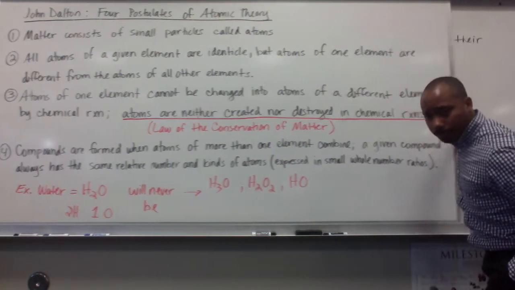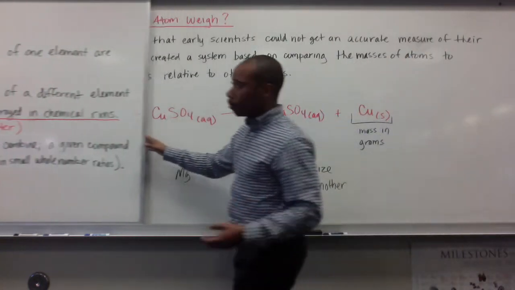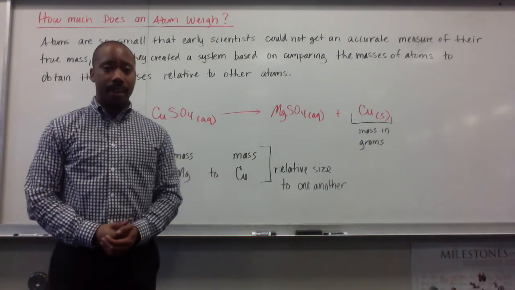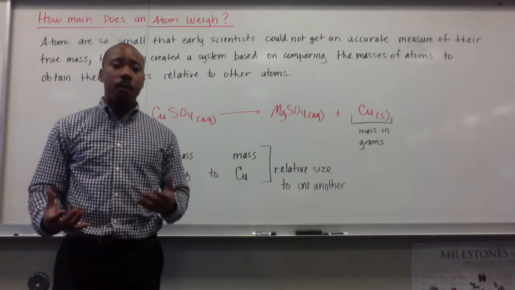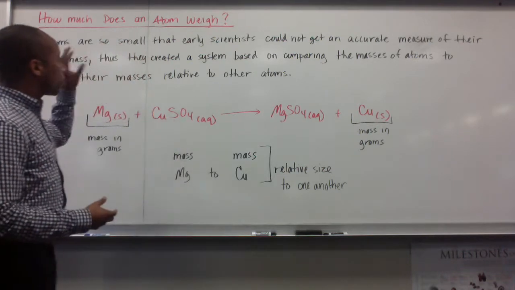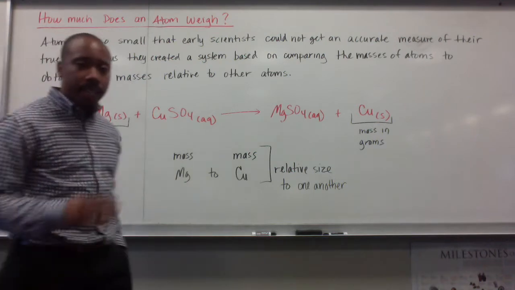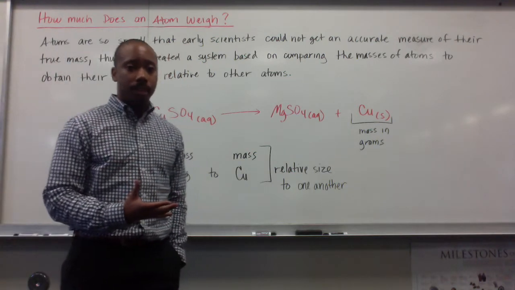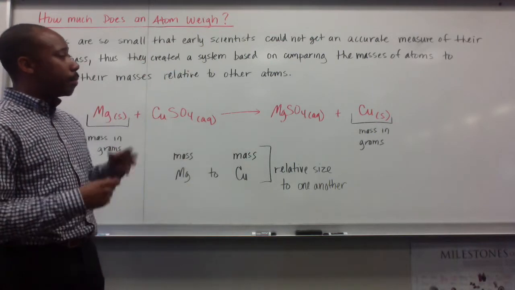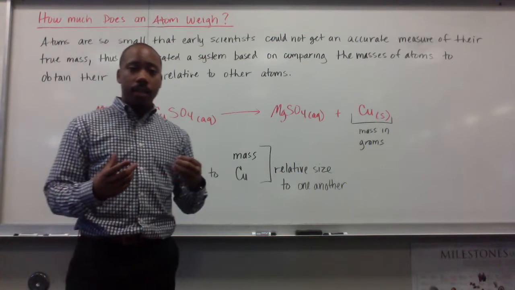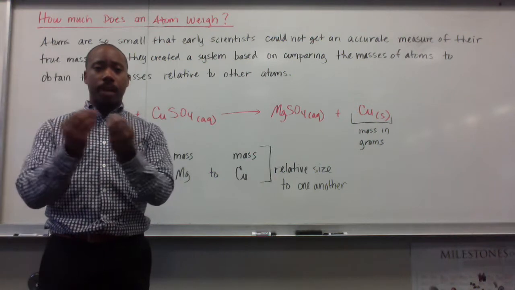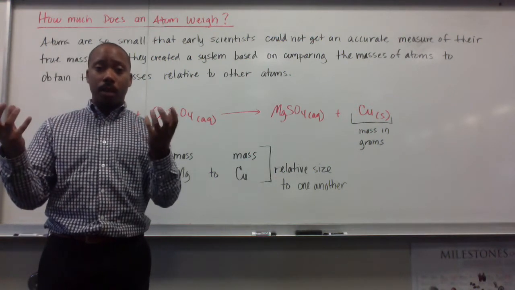Now I have a question for you. We're talking about mass a lot. Well, how much does an atom actually weigh? Well, we have that answer now, but early scientists had to figure this out in a different way. Atoms are so small that early scientists could not get an accurate measure of their true mass. Thus, they had to create their own system. They created a system based on comparing the masses of atoms to obtain their masses relative to other atoms. So they compared the masses of different atoms. They didn't know their actual mass, but they could compare.